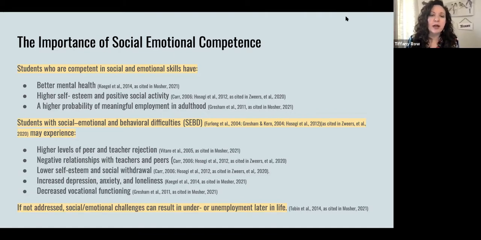But students with social, emotional, and behavioral difficulties tend to experience higher levels of peer and teacher rejection, negative relationships with teachers and peers, lower self-esteem and social withdrawal, increased depression, anxiety, and loneliness, and decreased job or vocational functioning. If not addressed, these challenges can result in underemployment, meaning maybe they have a job, but it's 3 or 4 hours a day, and it's not enough to be independent and pay all the bills, or unemployment.